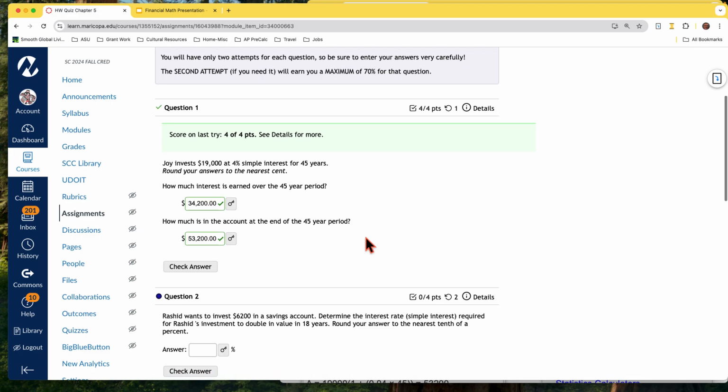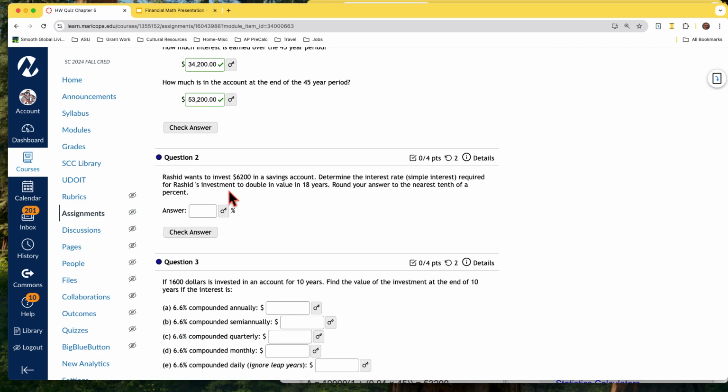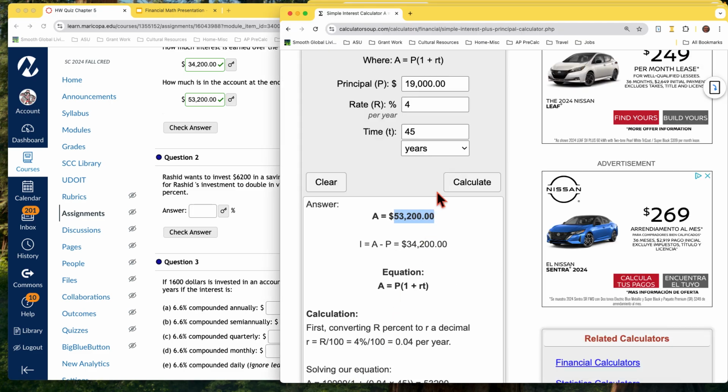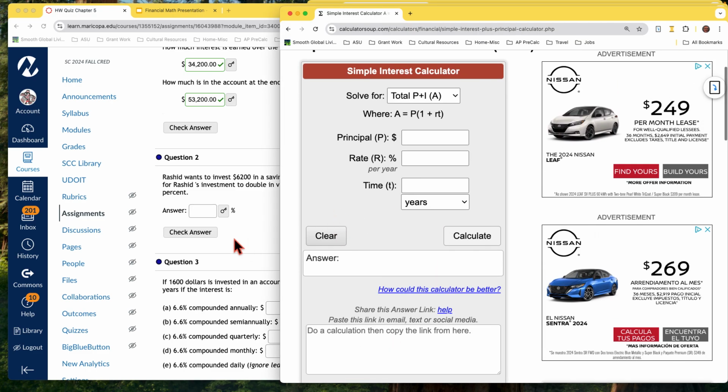Okay, let's see. I think we have another one here. Rashid wants to invest $6,200 in a savings account. Determine the interest rate, simple interest, required for Rashid's investment to double in value in 18 years. So we're going to use the same calculator. I'm going to clear it so everything's out of there. But remember, we want to find the interest rate. So what we have to do up here first is change it to rate.